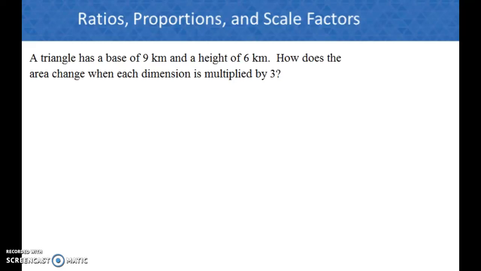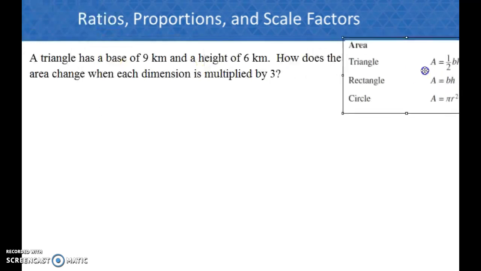So this problem says a triangle has a base of 9 kilometers and a height of 6 kilometers. How does the area change when each dimension is multiplied by 3? Okay, so the first thing we would have to do is find the area of the original triangle. And you don't have to have this formula memorized. You can pull it straight from your formula sheet.